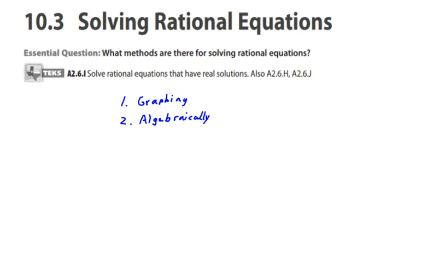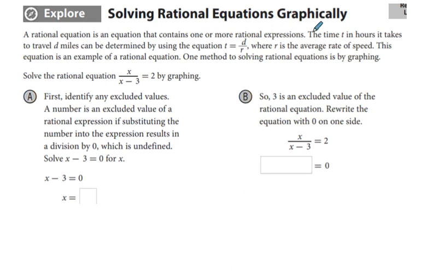Okay, the first section here, solving rational equations graphically. The first example here is: solve the rational equation x over x minus 3 equals 2 by graphing. The first thing we look for here is to find out what our excluded values of x are.